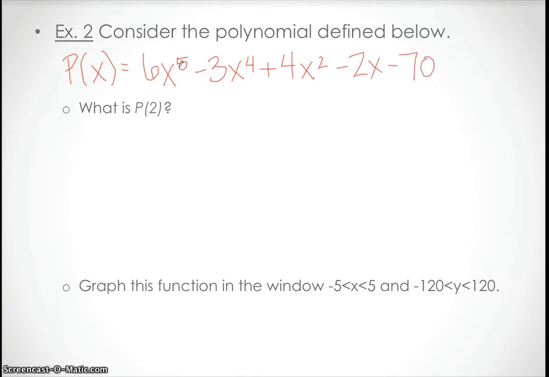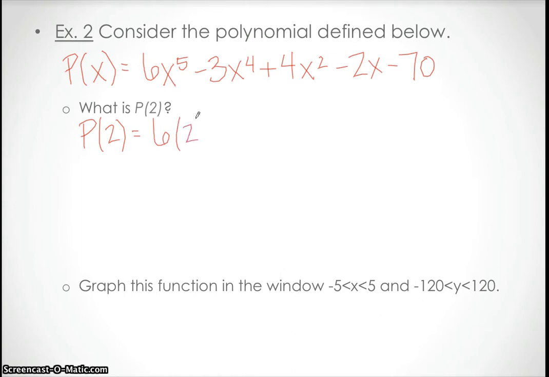It is a fifth degree because this exponent here is the highest one you see. And it also, 1, 2, 3, 4, 5, is a 5-term polynomial with the leading coefficient of 6. So they just want to know simply what is p of 2. Since x got replaced with 2, that means I just put a 2 everywhere I see an x here.